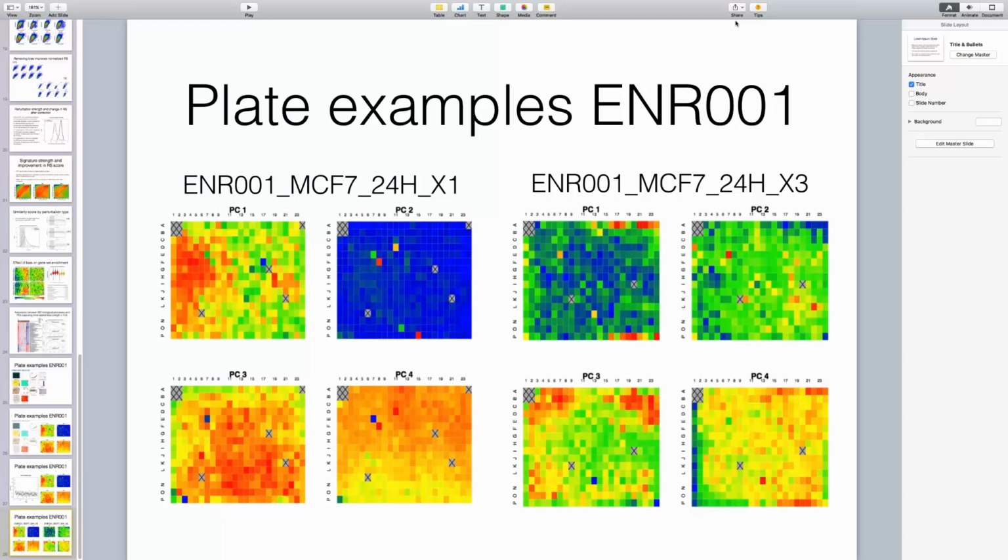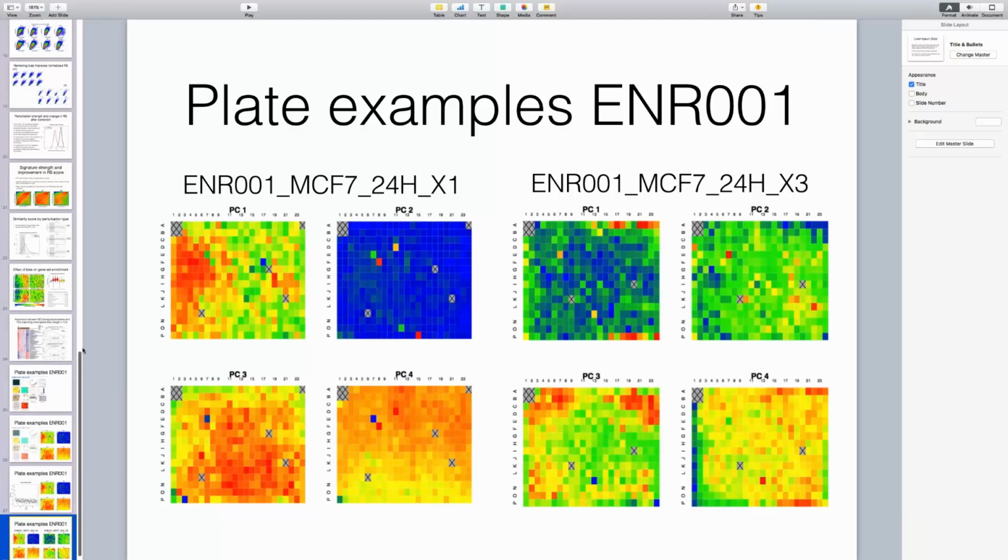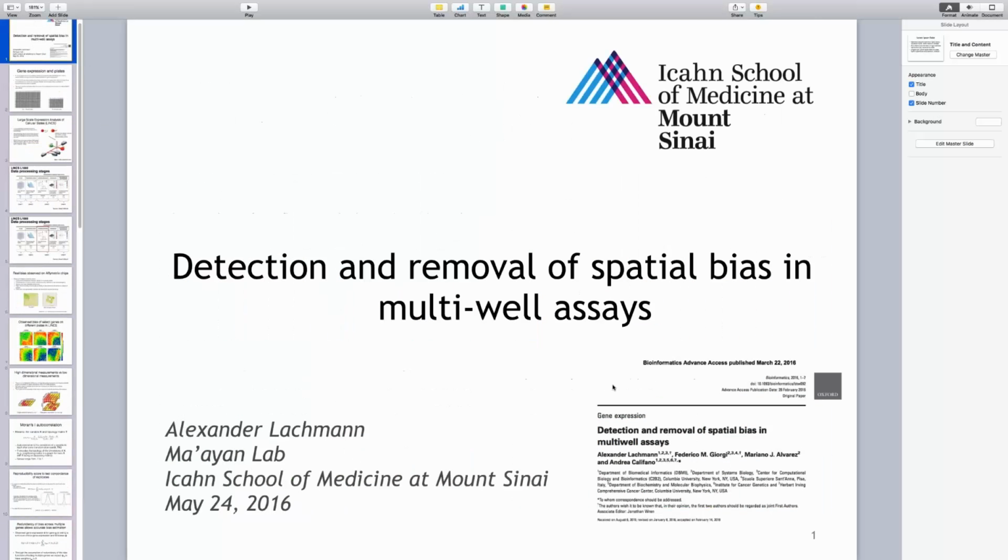Oh, I see. Okay, so I did not. Because the data is so large, I did not publish any corrected data sets. But this is a published paper. I have it on the slide right here. It's in Bioinformatics. It was published like two or three months ago. And it basically has this presentation.